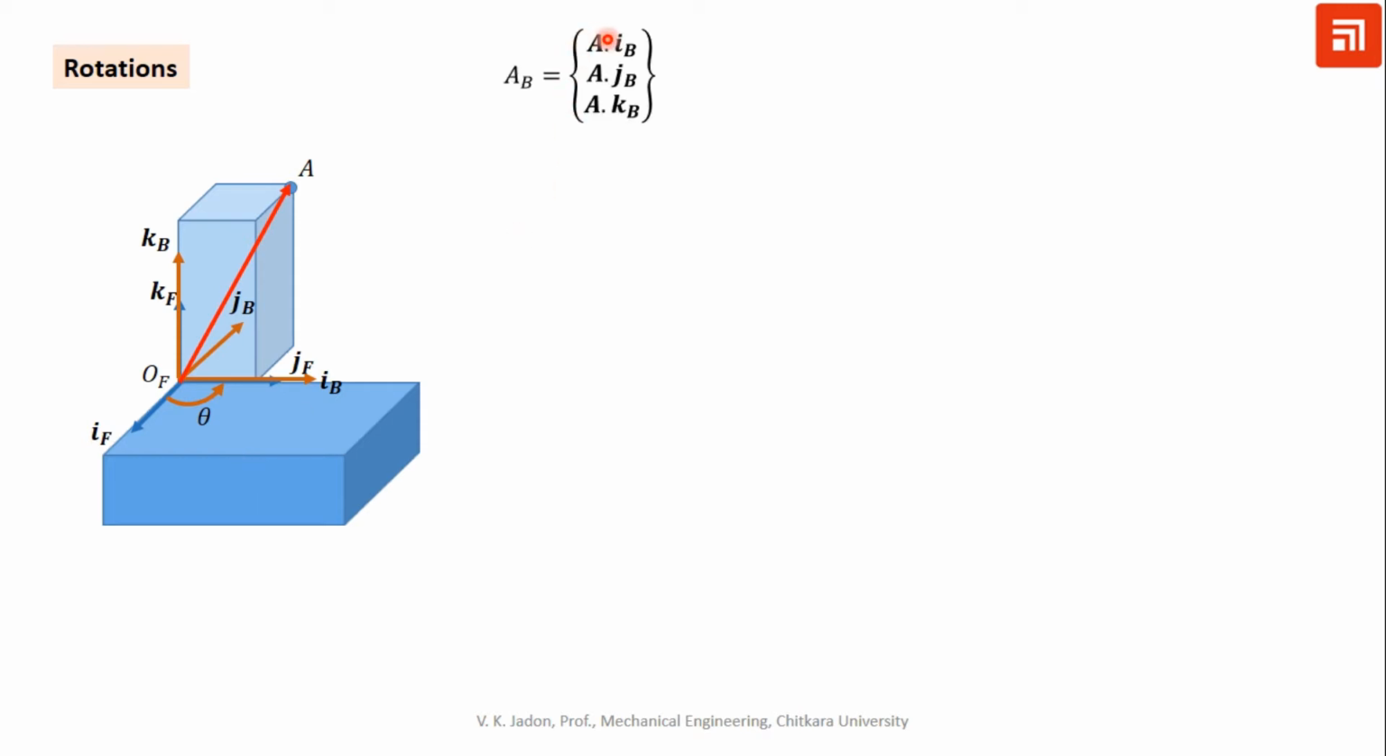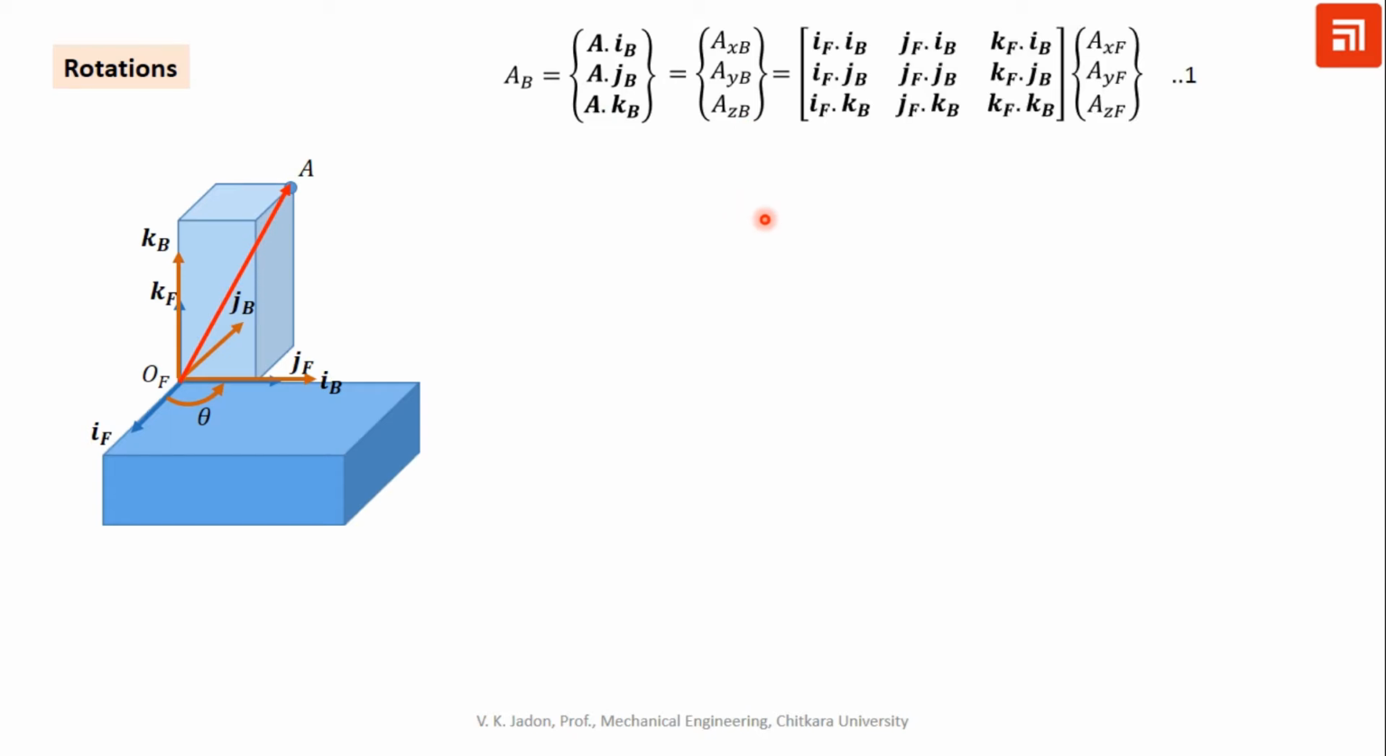Now this AB can be represented by this, which is equal to AX component of this vector A in body fixed frame, and by the definition of dot product, we know that the dot product of any two vectors is the product of the magnitude of one vector with the component of that vector along the second vector. So that is why A dot IB will give us AXB, A dot JB will give us AYB, A dot KB will give us AZB.